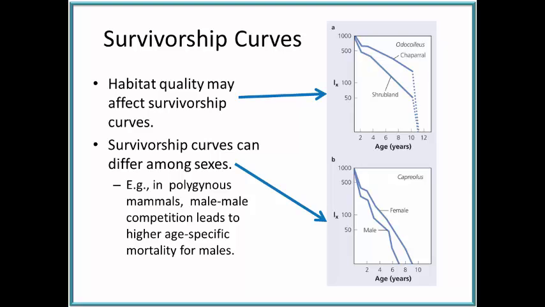In figure A, which again is age on the x-axis and L sub x, which is survivorship, on the y-axis, we see that this is a deer population, but these mammals have a higher survivorship in the chaparral than they do in the shrubland. Survivorship curves can also differ among the sexes. In part B of this figure, again, age on the x-axis, L sub x survivorship on the y-axis, we see that females have a higher survivorship than the males. So survivorship can be influenced by characteristics of the population, the sexes, or the quality of the habitat, quite honestly, both.